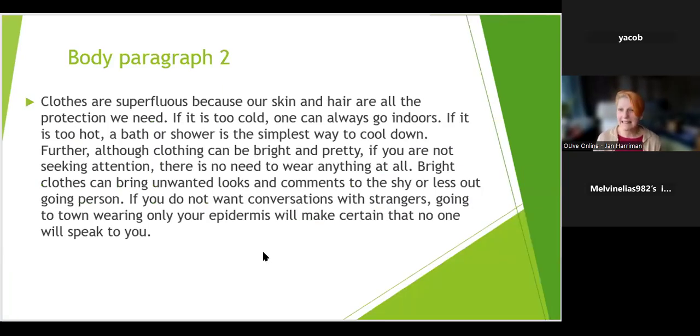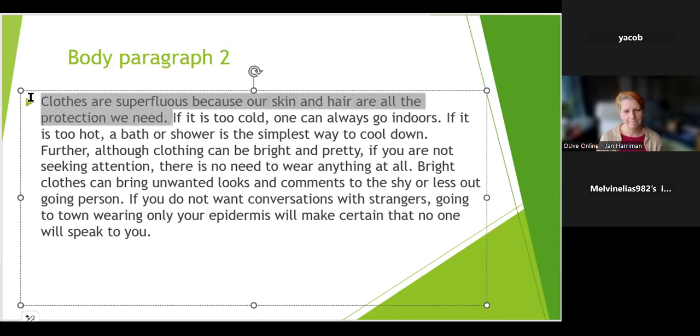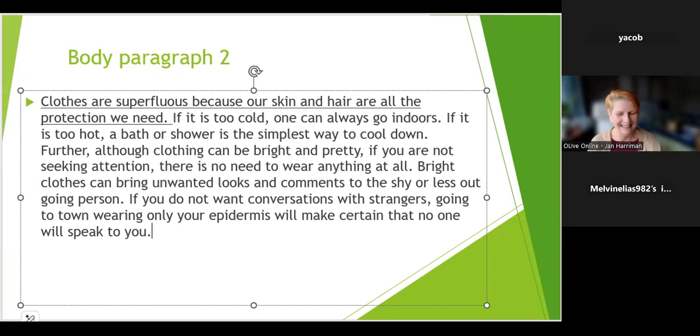Right. So once again, what is our topic sentence? What is our topic sentence telling us? What have we got? I really lost everyone. Come on.